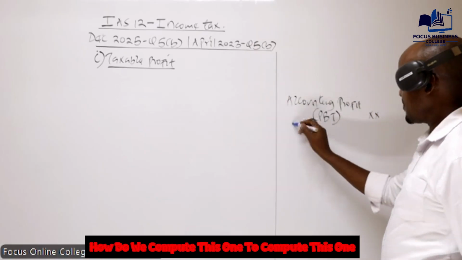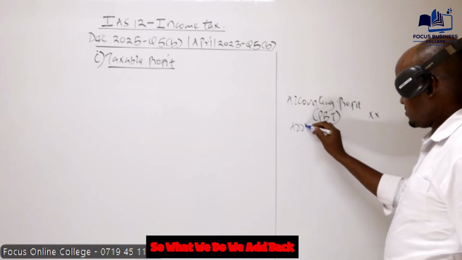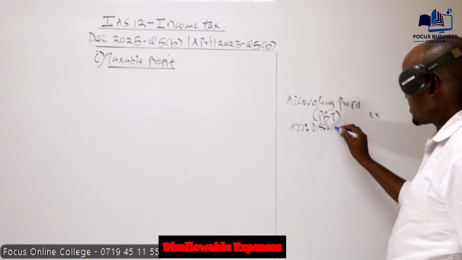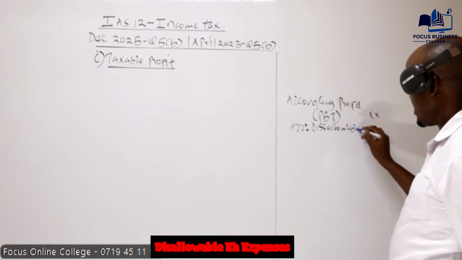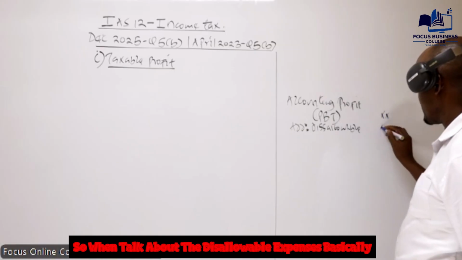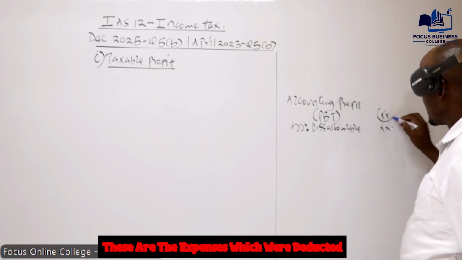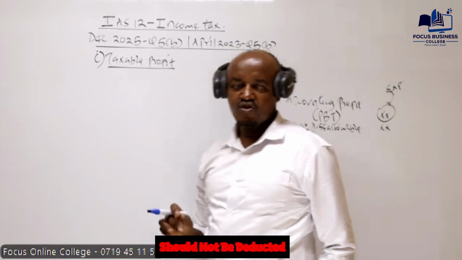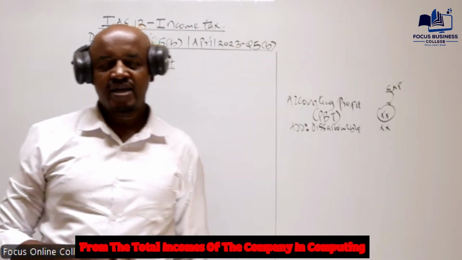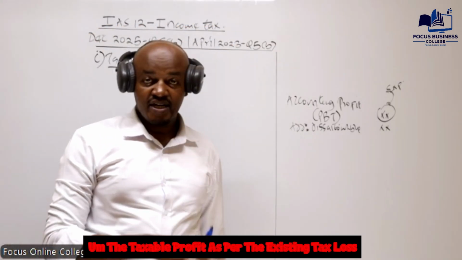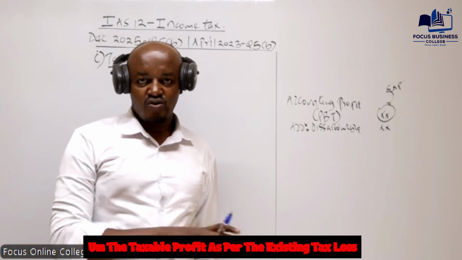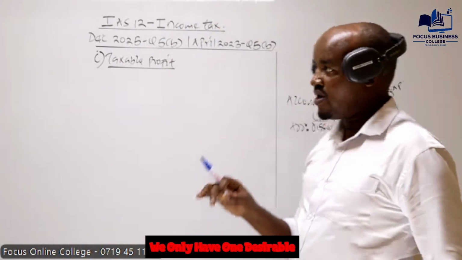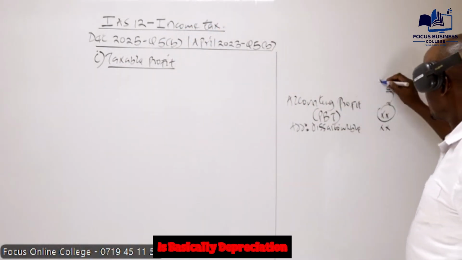To compute this one, what we do, we add back the disallowable expenses. When we talk about the disallowable expenses, basically, these are the expenses which were deducted in arriving at this particular profit here. But basically, those particular expenses should not be deducted from the total incomes of the company in computing the taxable profit as per the existing tax laws. So in this question here, we only have one disallowable expense, and that disallowable expense is basically depreciation.